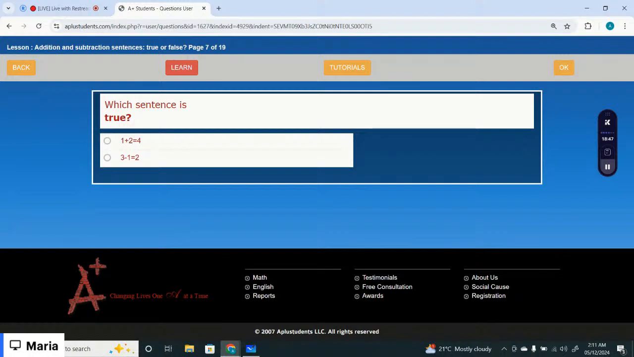Which sentence is true? 1 plus 2 is 4 and 3 minus 1 is 2. So which is the correct option? The correct option is option number 2. That is 3 minus 1 equals 2. Okay, you can complete the lesson by yourself later today. Let me move on to the next lesson.